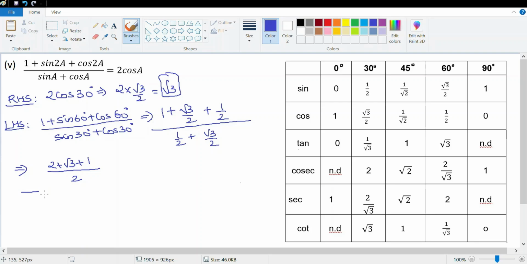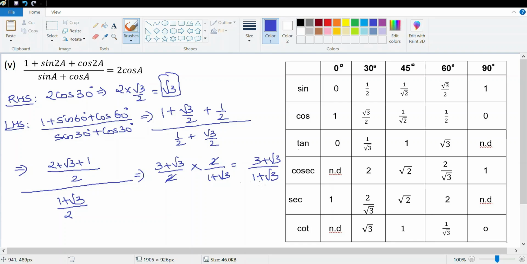And in the denominator, let's take the LCM. LCM is again 2. This is 1 plus root 3. So this becomes 3 plus root 3 upon 2 multiplied with 2 upon 1 plus root 3. So this is 3 plus root 3 upon 1 plus root 3. Let's rationalize. So this would be 3 plus root 3 upon 1 plus root 3 multiplied with 1 minus root 3 upon 1 minus root 3.